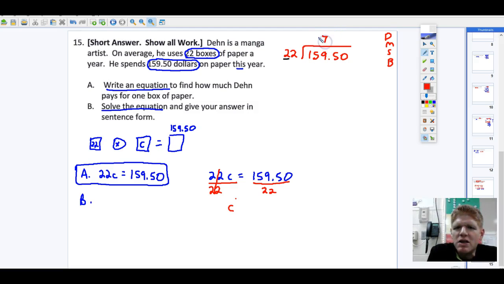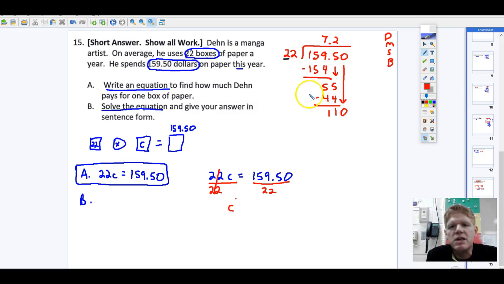7 times 2 is 14, carry our 1. 7 times 2 is 14 again, we add the 1, and we get 154. Now we subtract these, and 9 minus 4 is 5, and we bring down. Our decimal point has to float up there, so don't forget that. 22 goes into 55 probably 2 times. 2 times 2 is 4. 5 minus 4 is 1. And bring down.